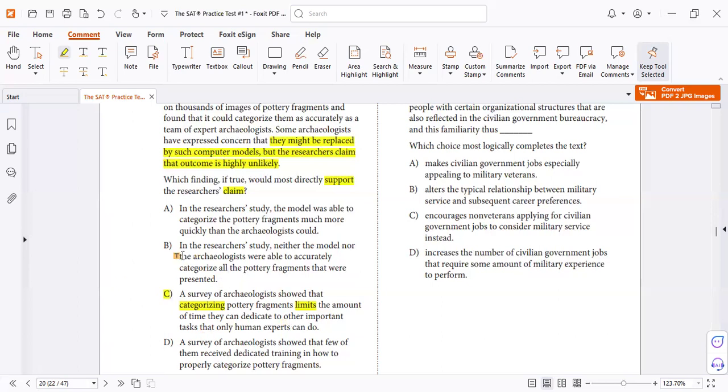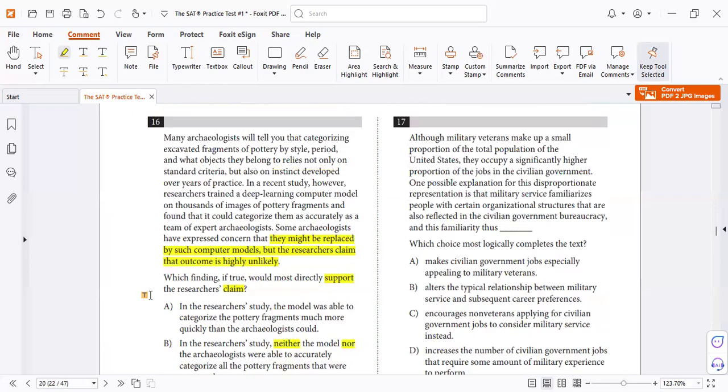But for letter B, we have a problem. You said neither the model nor the archaeologists were able to do. So you negate the ability of doing, but they did. As I mentioned, the outcome is highly unlikely. So that's why. Anyway, you did the best. Sociology. Now, again, be careful about this cause and effect. Okay.